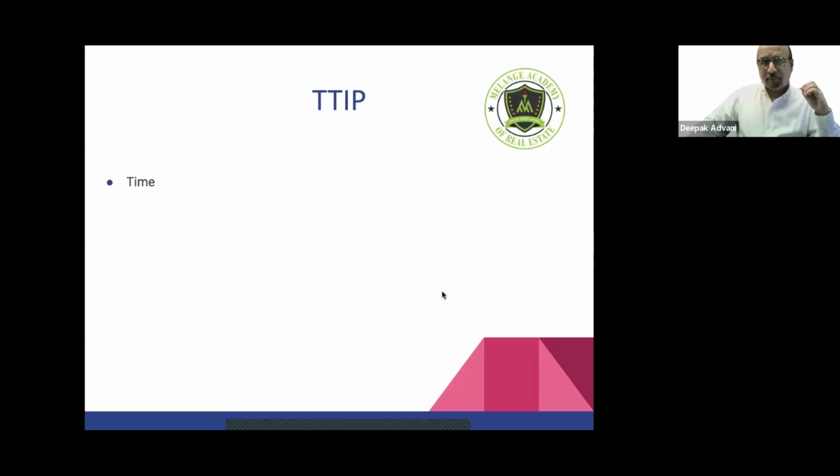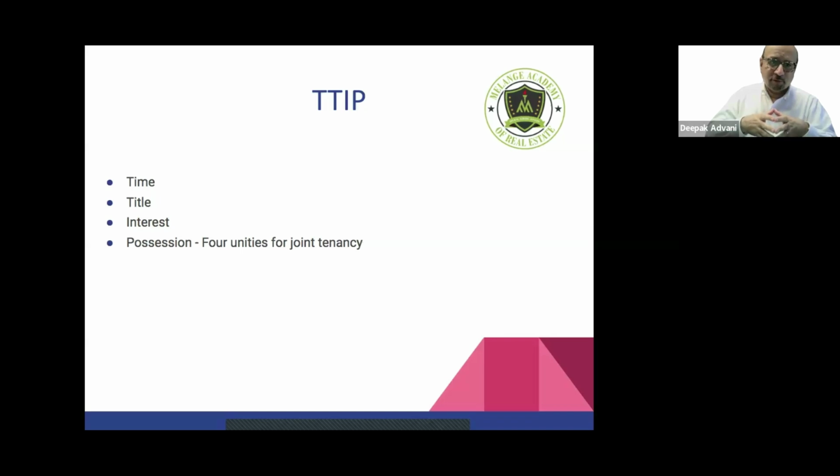TTIP. Time, title, interest, and possession. These are the four important unities of a joint tenancy. When you establish a joint tenancy in any transaction, these are the four important things that need to be there: time, title, interest, and possession.